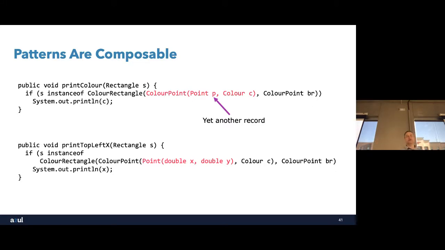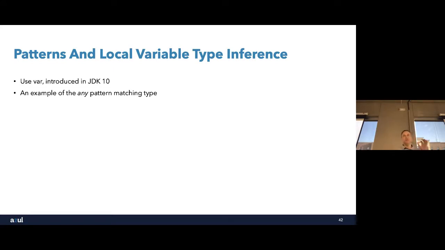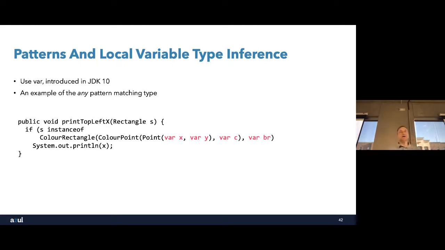Well, there's a couple of ways that we could do that. First is we could use the var pattern, where we're saying to ourselves, well, we know what we're dealing with here, but we don't want to have to explicitly state all of the types. So let's have the compiler do the type inference for us and have any pattern being matched. So now we can simplify things a bit and we can say color rectangle, color point, point, var x, var y, var c, var br. And that way everything fits in nicely because we can just say, okay, they're vars, we don't care what they are.